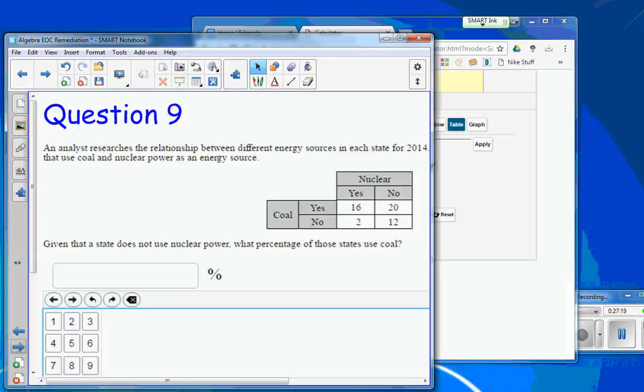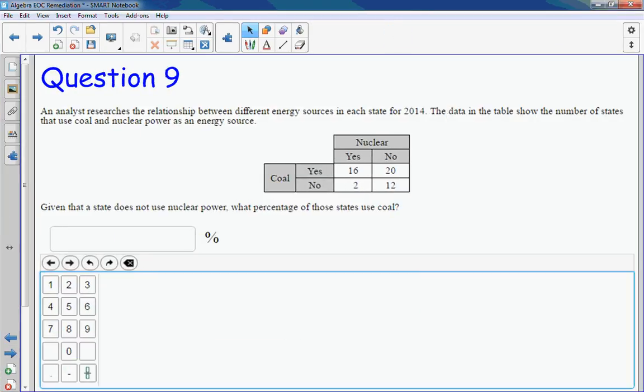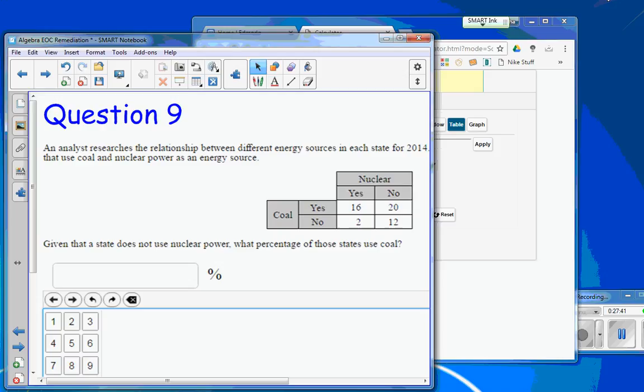Question 9. An analyst researches the relationship between different energy sources in each state for 2014. The data in the table shows the number of states that use coal and nuclear power as an energy source. Given that a state does not use nuclear power, what percentage of those states use coal?